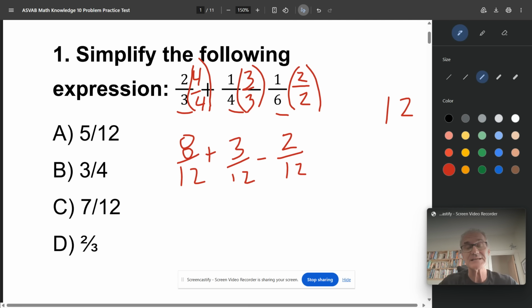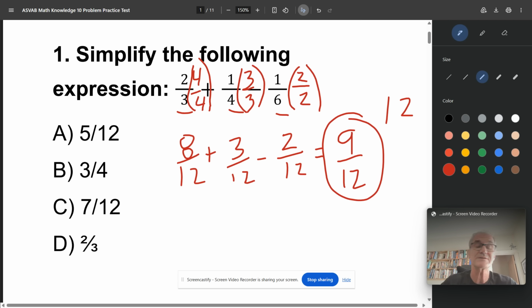Now that I have the same number in the bottom, the same common denominator, I just add or subtract across the top. So 8 plus 3 is 11. 11 minus 2 is 9. And I end with 9 12ths. That's my answer, even though I don't see it over here in my multiple choice questions. So I know there's an equivalent of that. That is not a reduced fraction.